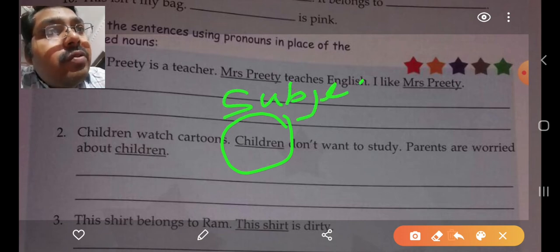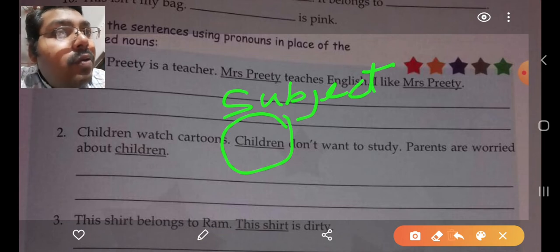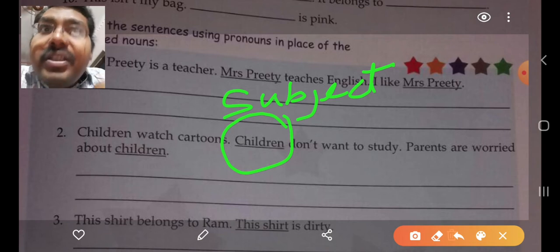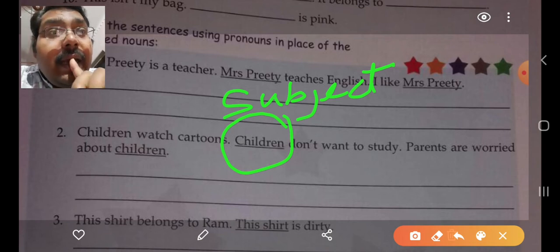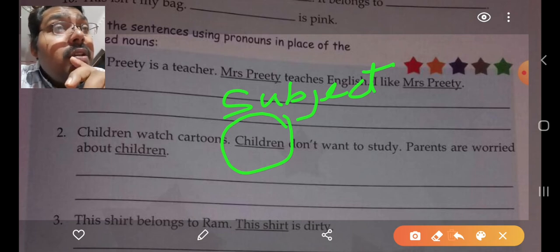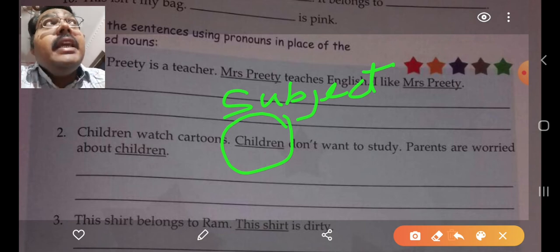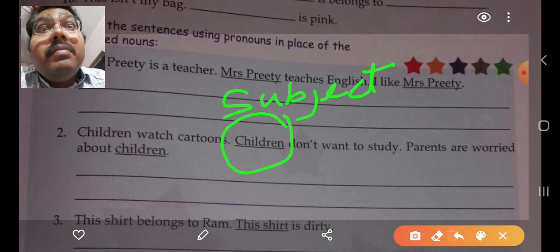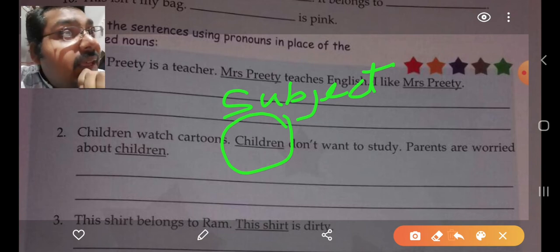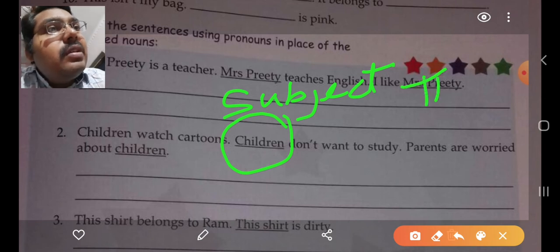So we need to replace this noun, children, with a suitable pronoun in the subject case. And for children which pronoun will we use? He is singular, one, but children are many. She is also one. It is also one. They are many. They means many people. Children are plural, so we will use they. So here we will use they in the first sentence.